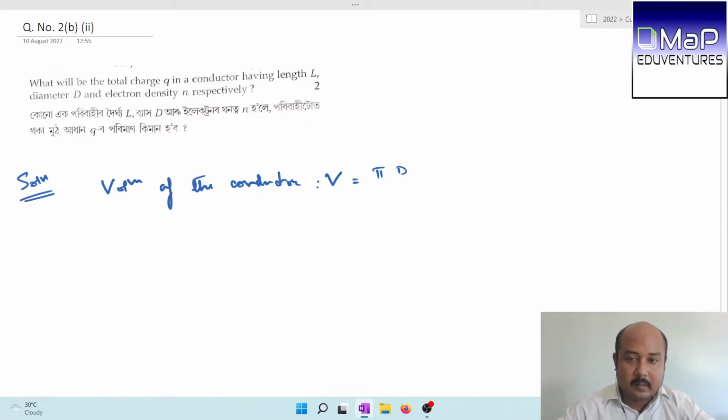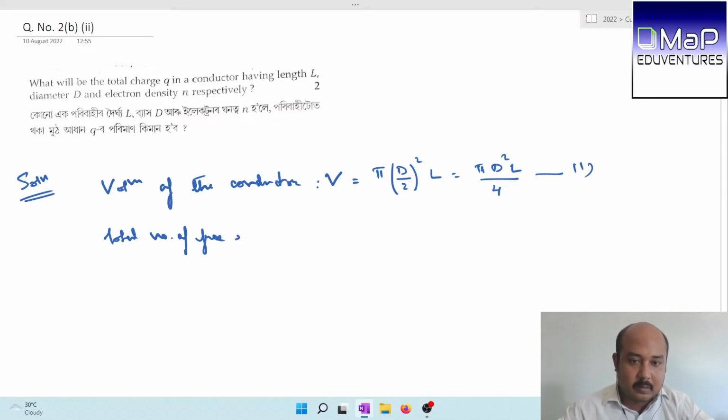pi r square l, which will be pi times (D by 2) square times L. Okay, so I can write it as pi D square L by 4. This is our volume. Then next, total number of electrons. If the electron density is N, then the total number of free electrons. So you can have total number of free electrons.